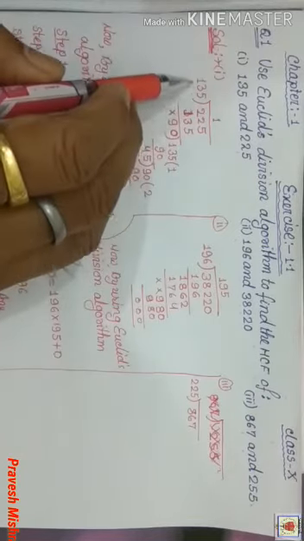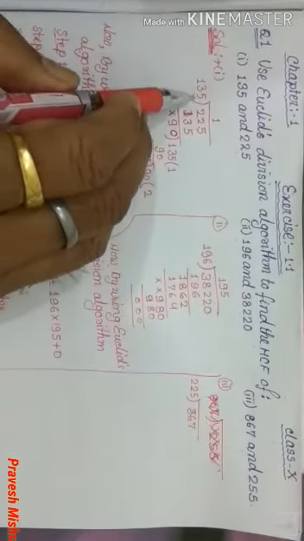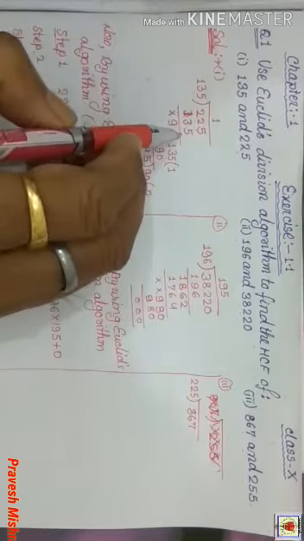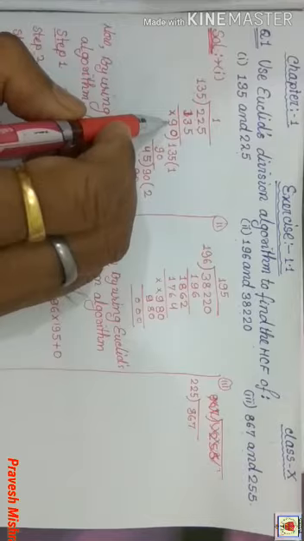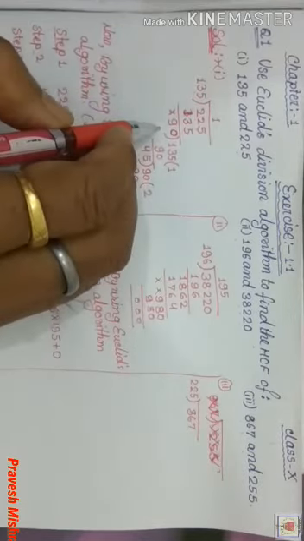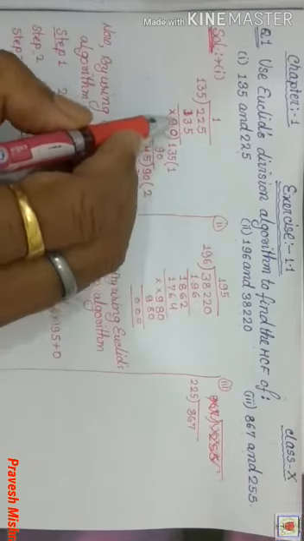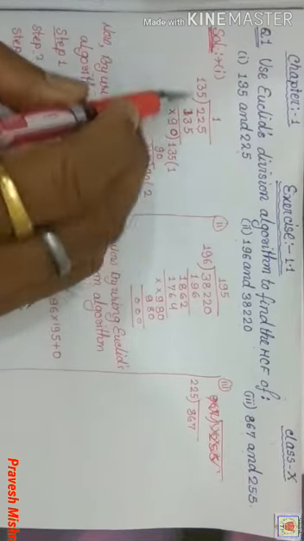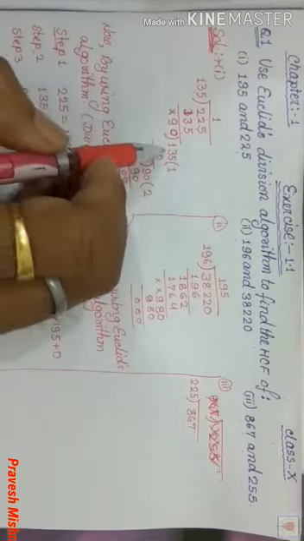We will take 135 as the divisor and 225 as the dividend. Now start division. 135 once is 135. After subtracting, you will get 90 as a remainder. Now this remainder 90 will become the divisor and your new dividend will be 135.